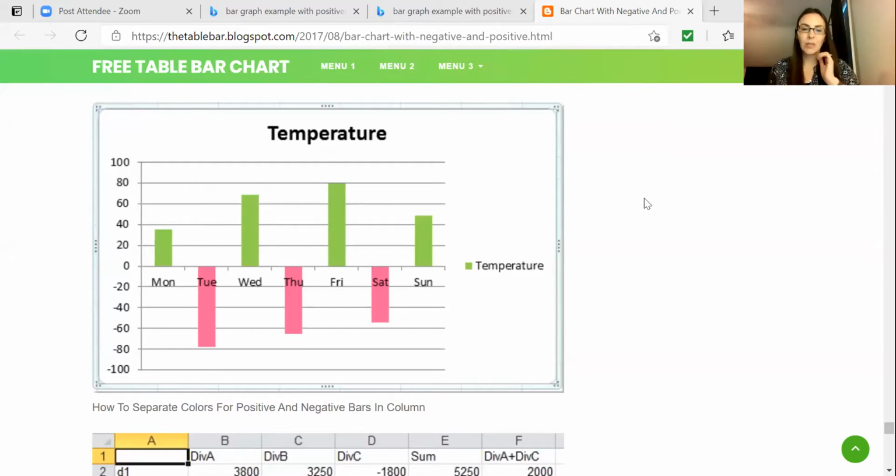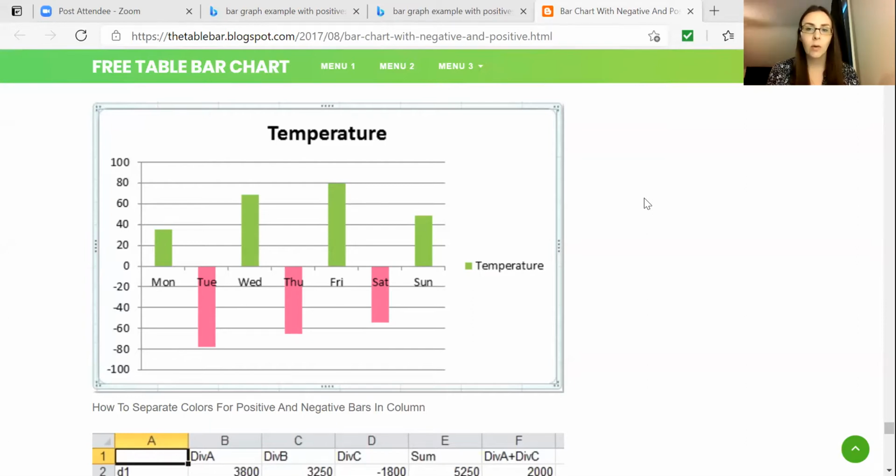Hey everybody, so I just want to talk about one last thing with introducing positive and negatives here, and that's that we can also have bar charts that do have negative values as well. So here's an example, and again, I just found this online from tablebar.blogspot.com. And again, I don't think it's real data or anything like that, but I just thought it was an interesting example to show you how you could have positive and negative values here.